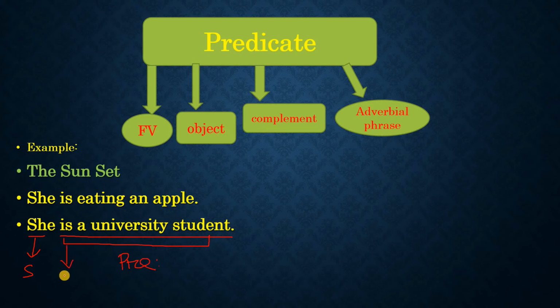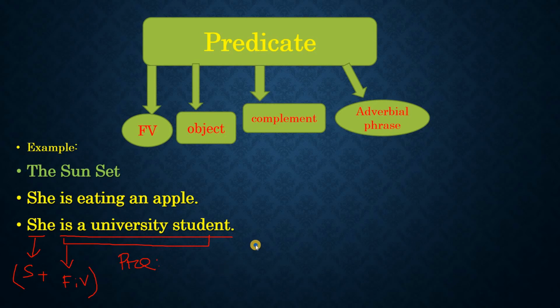Is finite verb. So subject plus verb, it is common, compulsory. But what are you observing in the predicate part? Which elements are included here?